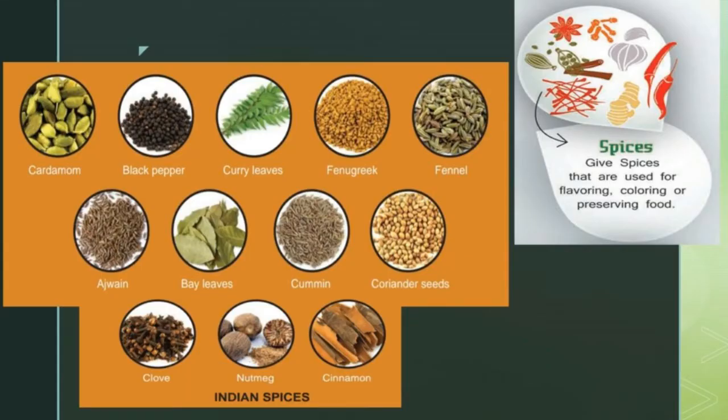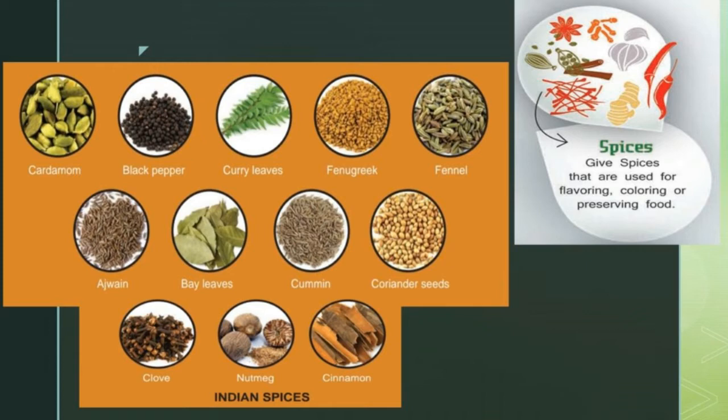Spices. Spices are aromatic parts of plants traditionally used to flavor the food. Spices come from the bark or roots of certain plants, leaves, flowers, or stems of plants, primarily used for flavoring, coloring, or preserving food. Then, the spices used in India.